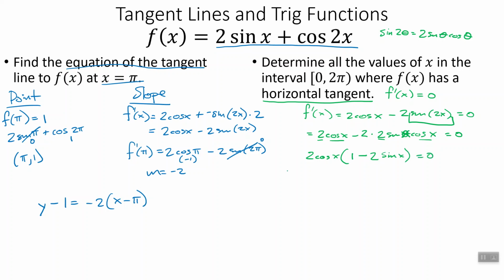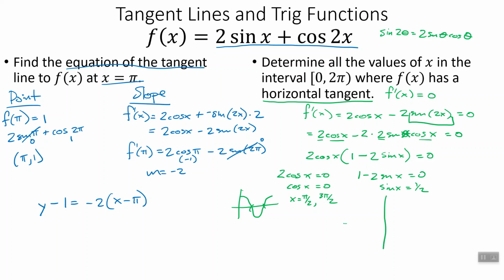So we set each part equal to 0. We get 2 cosine of x equals 0, so that's just when cosine of x equals 0. Remember the graph of cosine starts high, goes down, goes back up. It's here and here, so that's pi over 2 and 3 pi over 2. Now with the other one, we have 1 minus 2 sine of x equals 0. We can subtract the 1, divide by negative 2, and we get sine of x equals 1/2.